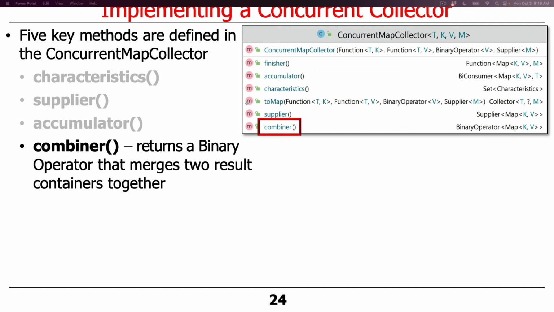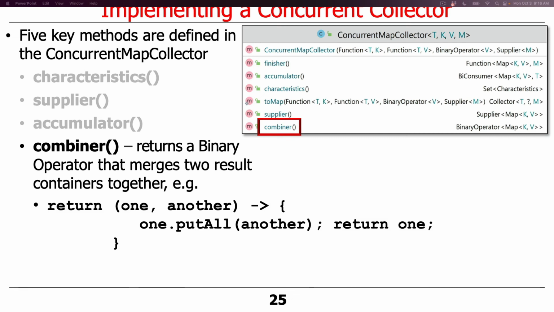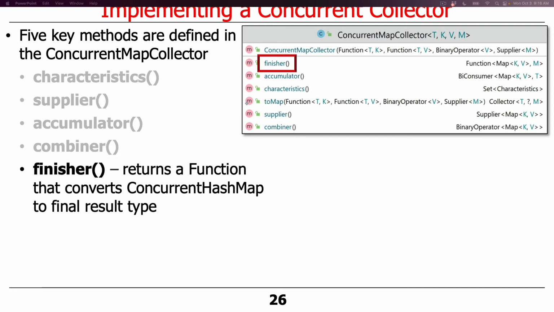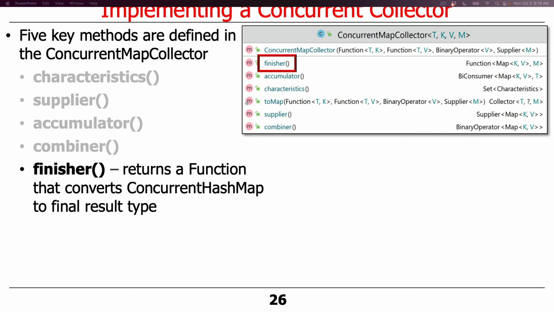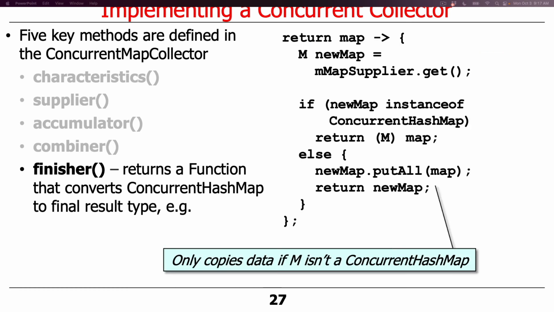The combiner returns a binary operator that merges two result containers together. This would be a classic example of doing this. We take all the elements in one container, for example, all hash map elements, and merge them at the end of the other one. For parallel streams, again, keep in mind this is a no-op. And then finally, the finisher returns a function that will convert the ConcurrentHashMap into its final result type if necessary. It may not be necessary to do that, but if it's necessary, it'll do it.